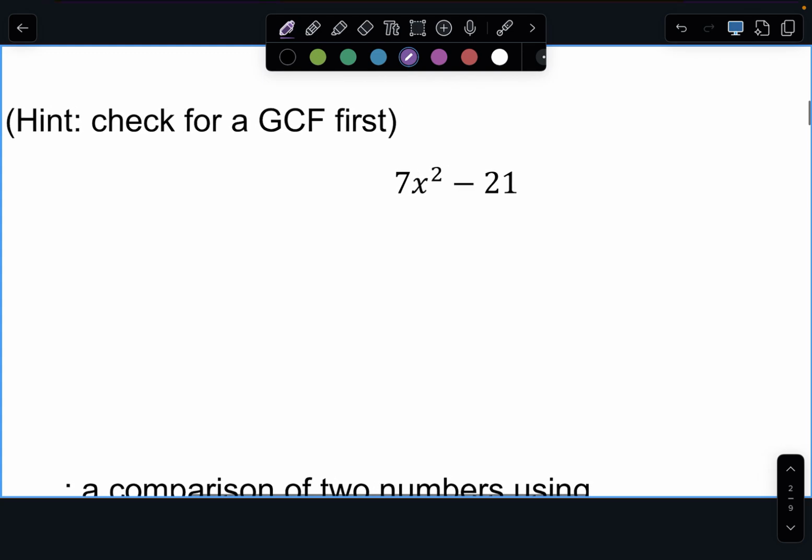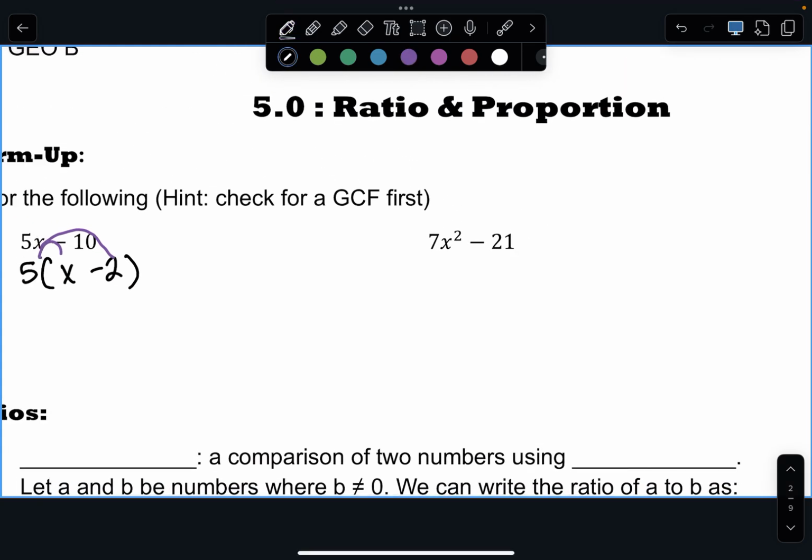This next one, what's the biggest number that 21 and 7 can be divided by? 7. If I divide 7x squared by 7, what am I left with? 7x squared divided by 7? Just x squared. Minus. Yeah, and then 21 divided by 7 is 3.